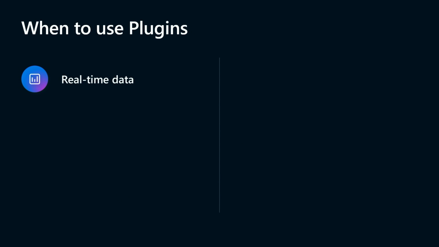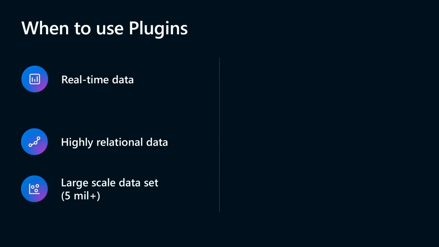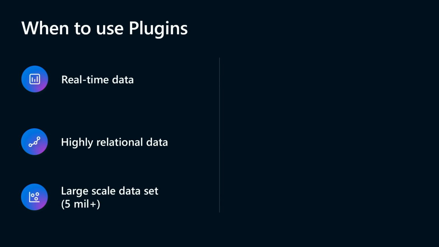Now, plugins are really good for real-time data, and especially so for highly relational data. We mentioned with graph connectors, you have to flatten that data to put it in the index. With highly relational data, with the API, you can build the shapes of your API, what parameters you need to be able to get at that highly relational data. With graph connectors, we do have some limits on how many items you can index inside of Microsoft Graph. And so if you're dealing with systems that are larger than those limits, then plugins are going to be the best place for you.